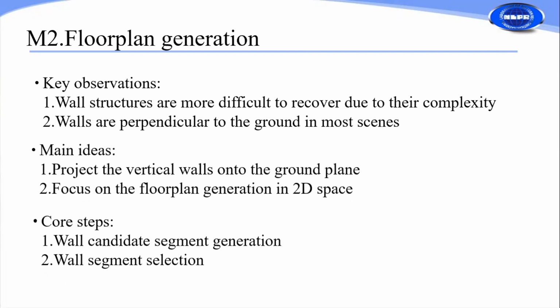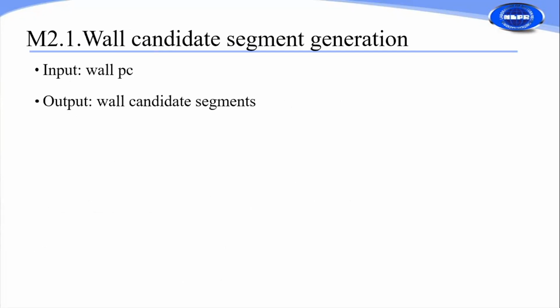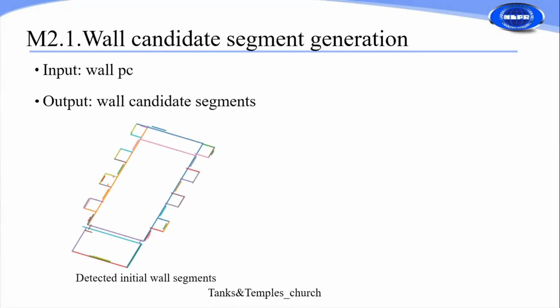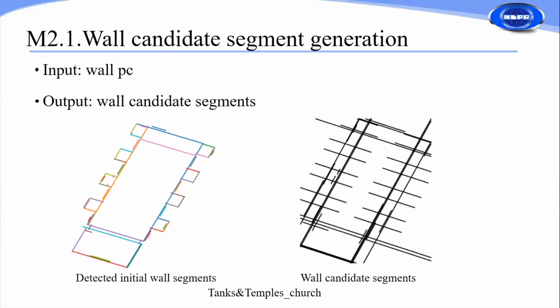This stage has two core steps. The first step is the wall candidate segment generation. We first detect the planes attached with a set of 3D supporting points from wall point clouds and project the planes onto the ground to form the wall segments. Then we extend segments and intersect them into shorter segments and refine them to generate the wall candidates.